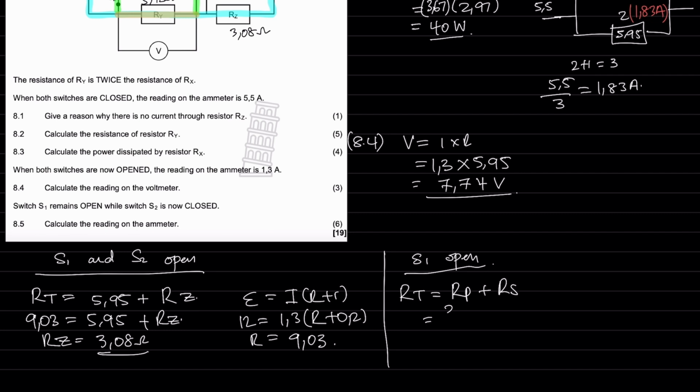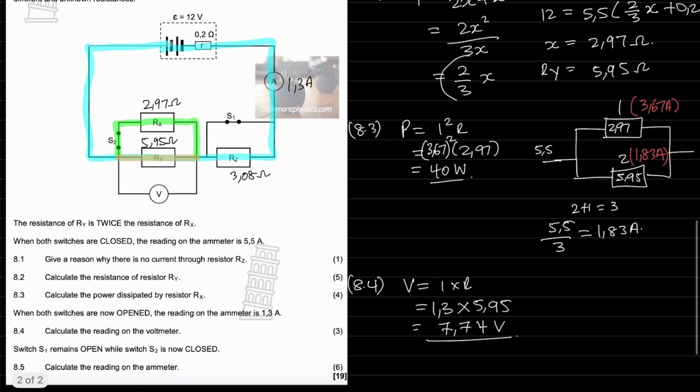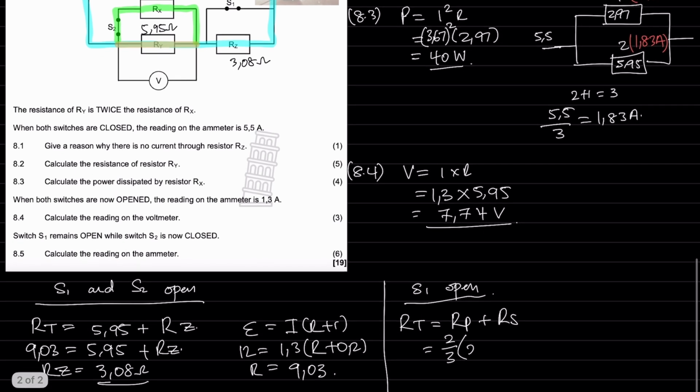Now parallel combination is 2 over 3 and then X. We worked out X as 2,97. So 2 over 3, then 2,97 plus the series, which is RZ, 3,08, and that gives us 5,06 ohms.